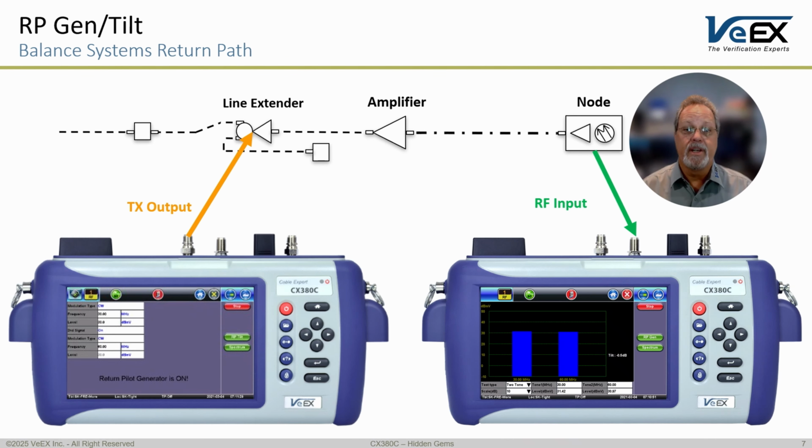Using two CX380Cs, two technicians can troubleshoot and balance the return path. One technician transmits through the component in the field, and the other technician measures from the node or first active. You may recall I spoke about using the Sweetbox and 380C in a previous Broadband Basics series video called One-Man Return Balance. Basically using the same method to balance the return, but instead you use one CX380C, one Sweetbox, and one technician.